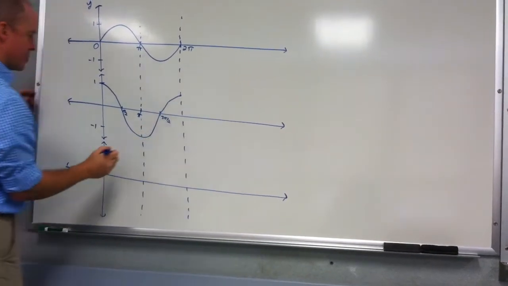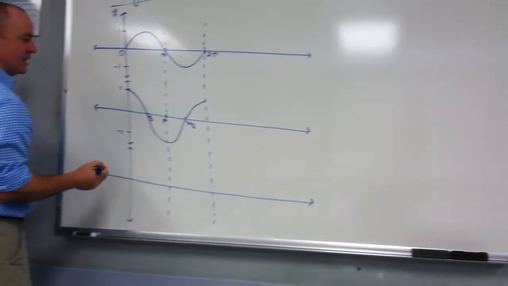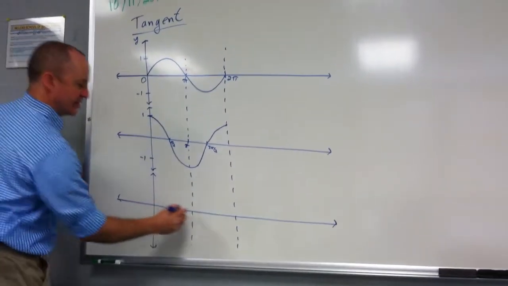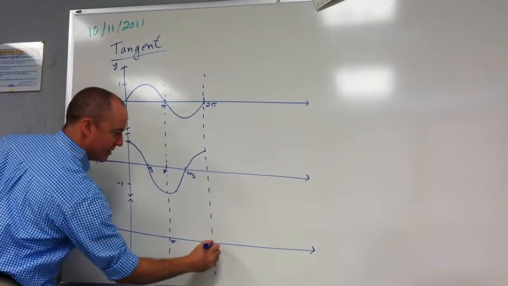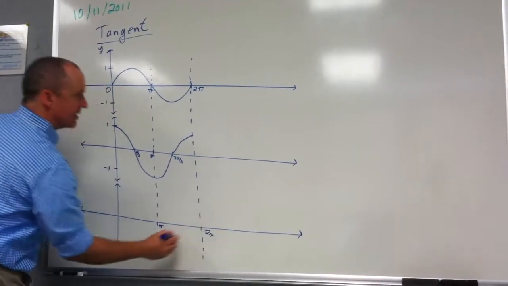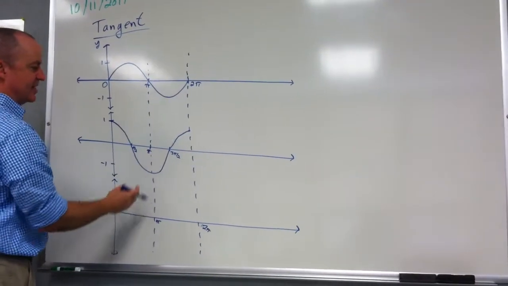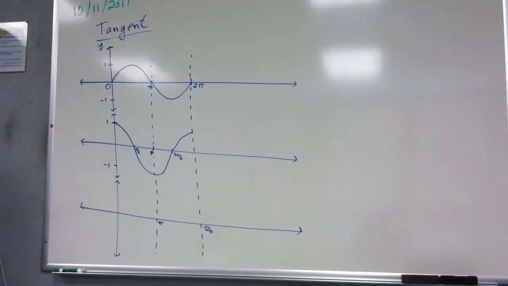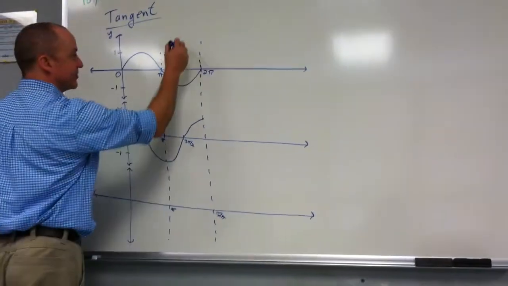Okay. Hopefully that's okay. That's about as good as it's going to get at this point, I'm afraid. Now, these dotted lines are not necessarily asymptotes. They're just to help me draw it in this case. Okay?